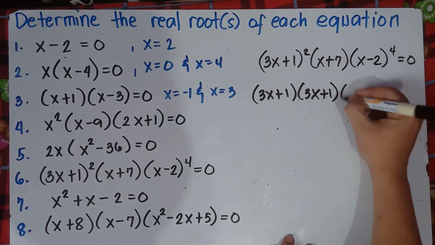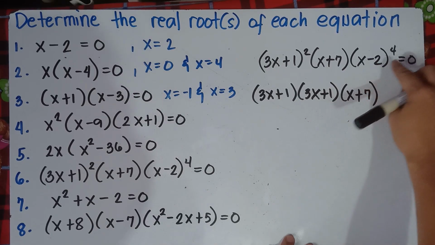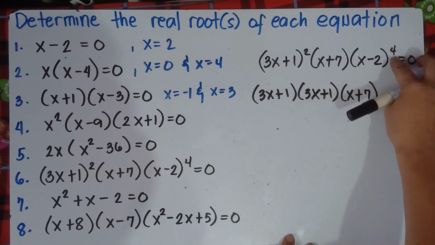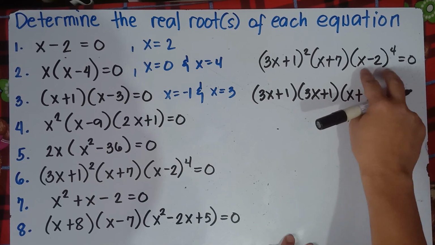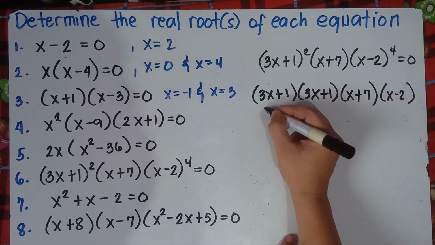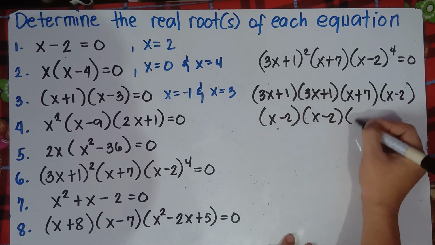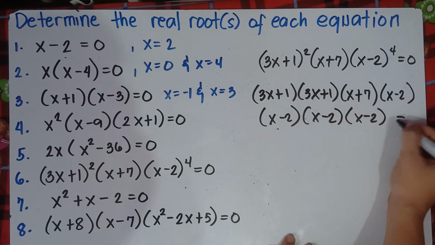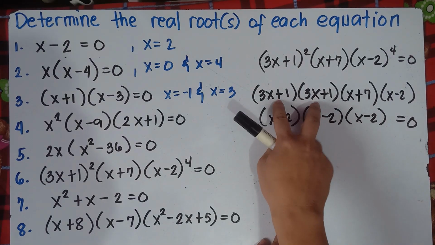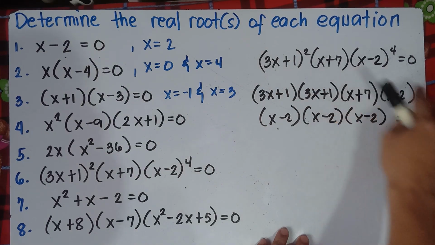Then this one, copy x plus 7. Then this one, quantity x minus 2 raised to the power of 4, means you multiply this by itself 4 times. This is x minus 2, then x minus 2, then x minus 2, then x minus 2, then equals 0. So 3x plus 1 twice, then x plus 7, then x minus 2 four times.